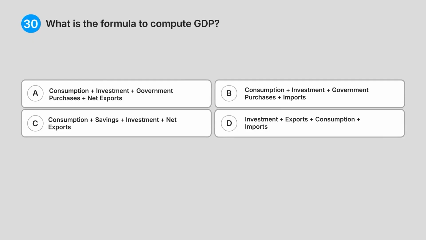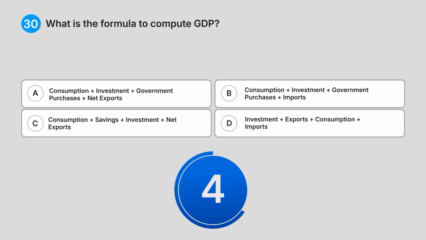30. What is the formula to compute GDP? A. Consumption plus investment plus government purchases plus net exports. B. Consumption plus investment plus government purchases plus imports. C. Consumption plus savings plus investment plus net exports. D. Investment plus exports plus consumption plus imports. Can you guess the answer?